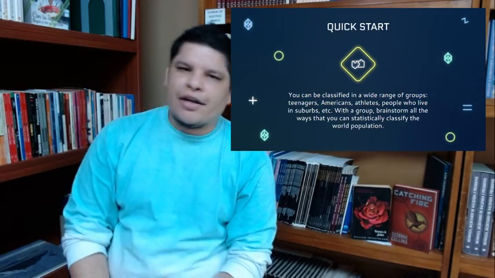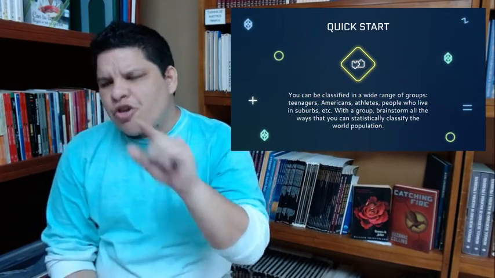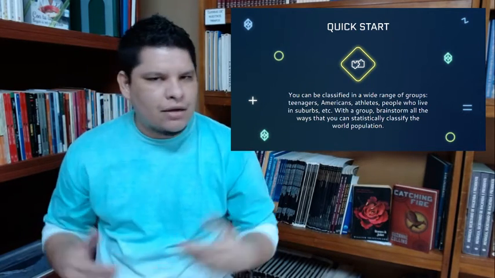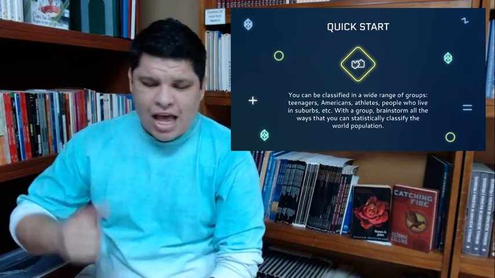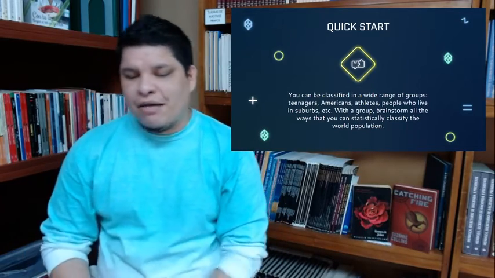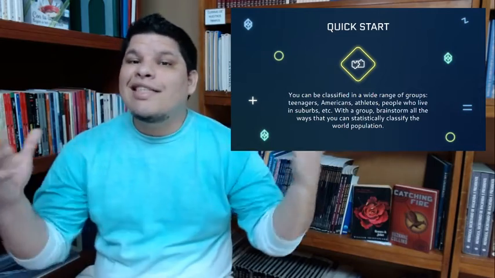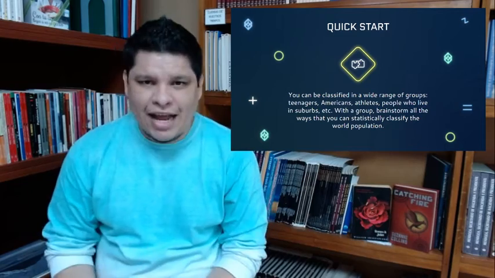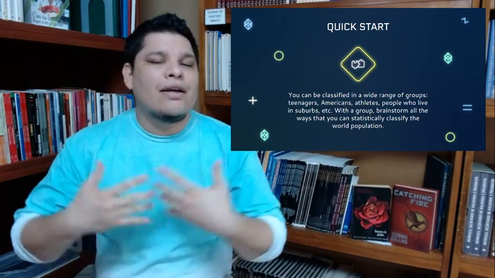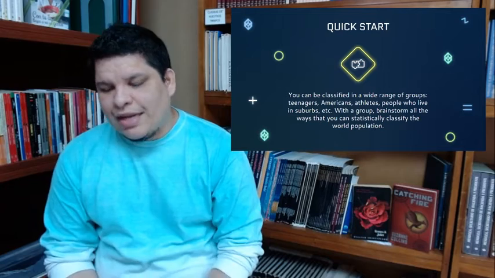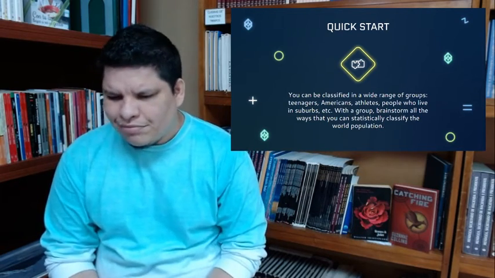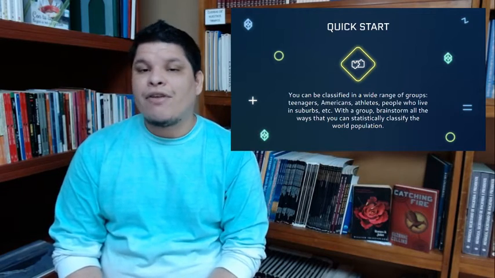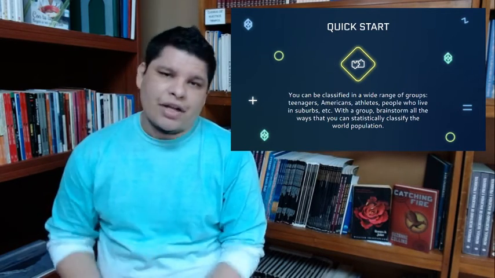Now, quick start. This is how we start this lesson. You can be classified in a wide range of groups. How come? Teenagers, Americans, athletes, people who live in suburbs, etc. There are literally tens or hundreds of different categories in which we can be classified. Now, let's brainstorm all the different ways that we can statistically classify world population. We're going to do that in class.